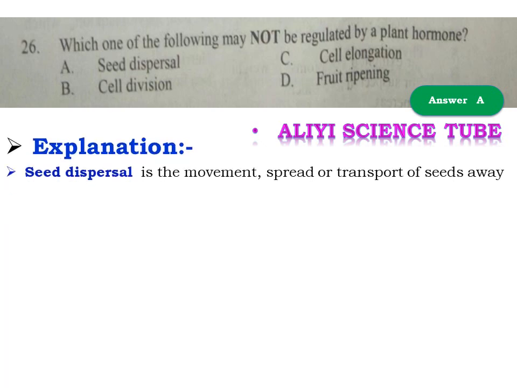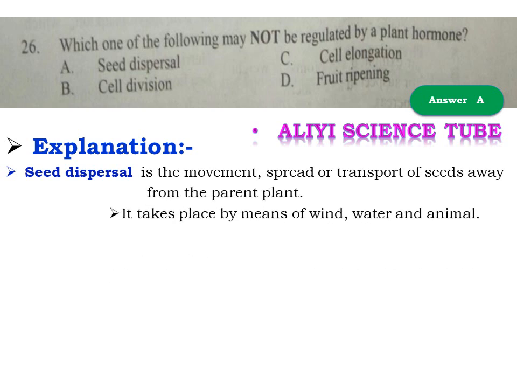Seed dispersal is the movement, spread or transport of seed away from the parent plant. It takes place by means of wind, water and animals.